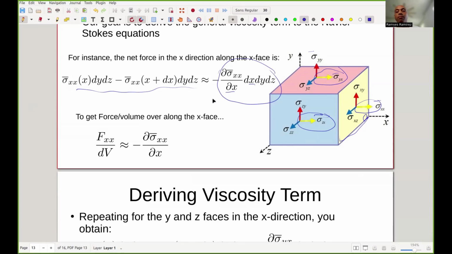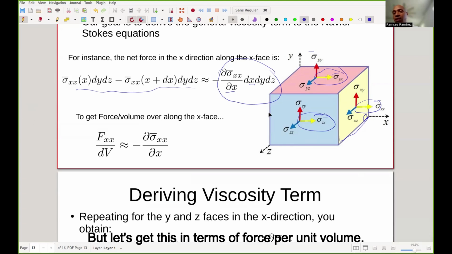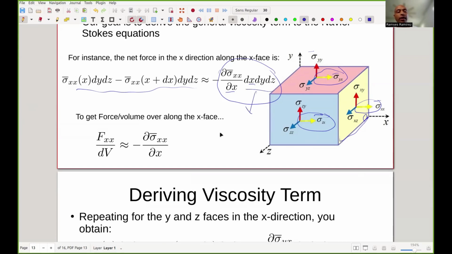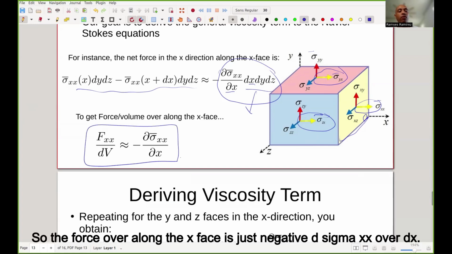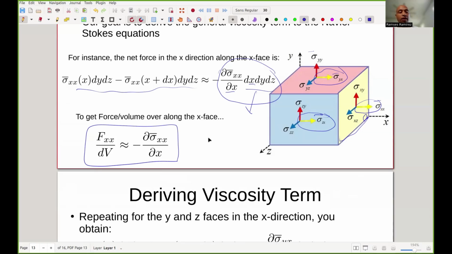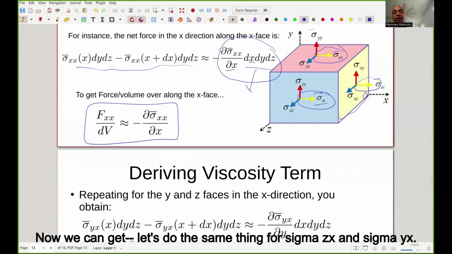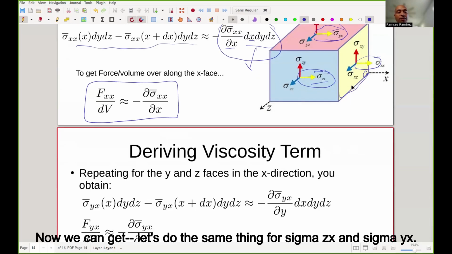But let's get this in terms of force per unit volume. So we'll divide this by dx dy dz, which is the volume, right? And then you get this. So the force along the x face is just negative d sigma xx over dx. You see that, right? So then let's get the other two. So we got this guy. Now let's do the same thing for sigma zx and sigma yx.